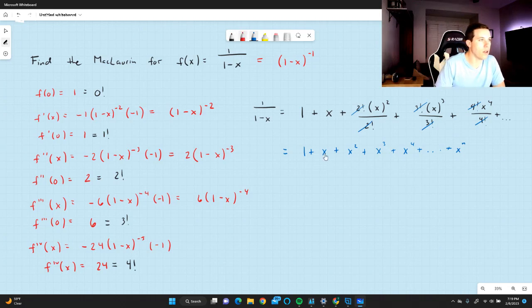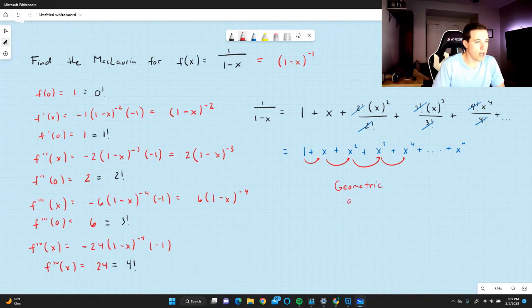But we could have saved a ton of time without having to do this, and this will be a future lesson, and this is why this series is so important. Look at this series I just created. To go from one term to the next, what are you doing? I'm multiplying by x. 1 times x is x. X times x is x squared. X squared times x is x cubed. That means this is geometric.